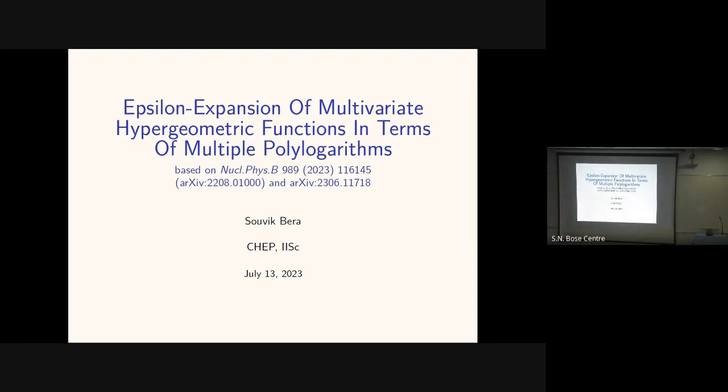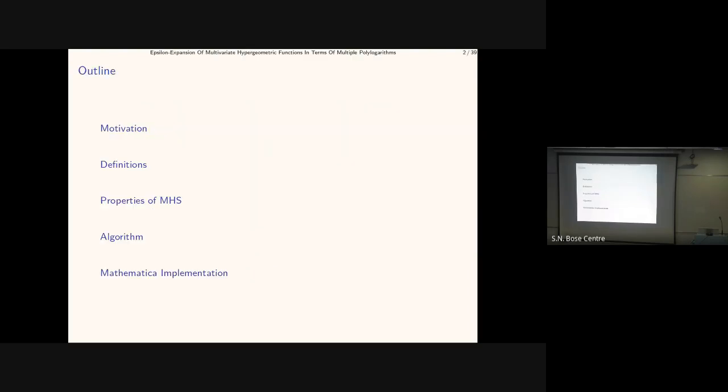Thank you everyone for being here, and thank you Professor Lahiri for hosting me. So today I'll be talking about epsilon expansion of multivariate hypergeometric functions in terms of polylogarithms. So the overview is the following. I'll start with some motivations, and then before going to the algorithm, I have to define some of the functions and their properties. And finally, I'll talk about the mathematical implementation of the algorithm.